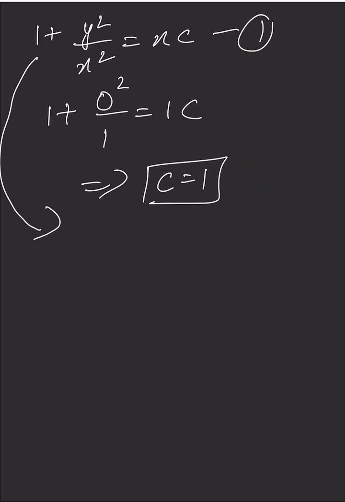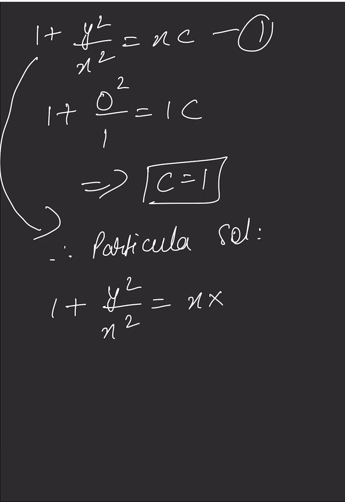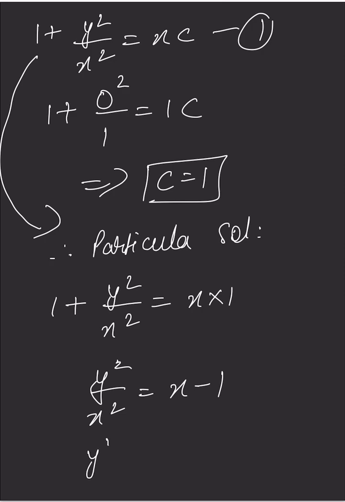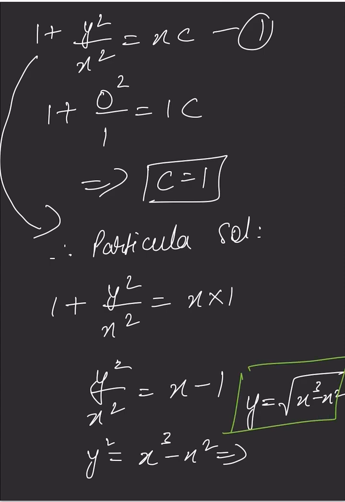Now take this value and put it back here. We get, hence, the particular solution is 1 plus y square upon x square equals x times 1, right? Or we will get y square by x square is equal to x minus 1, or y square is equal to x cube minus x square, or y is equal to under root of x cube minus x square. This is our answer, or the particular solution.